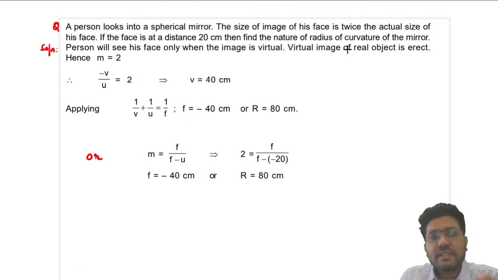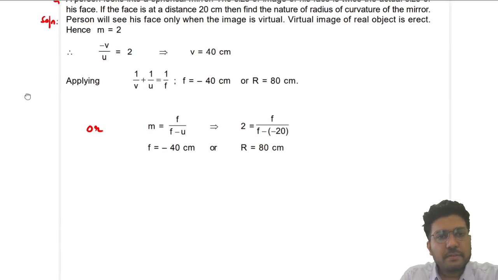Okay, so that is the mirror. Here they have not given you which mirror it is, but from the data you know that this is a concave mirror. Now, if the face is at a distance of 20 centimeter, then find the nature and radius of curvature of the mirror. So we need to find the nature of the image and the radius of curvature of the mirror.